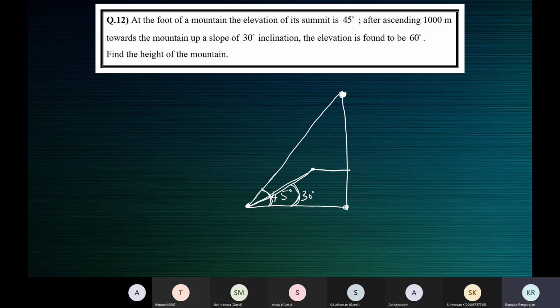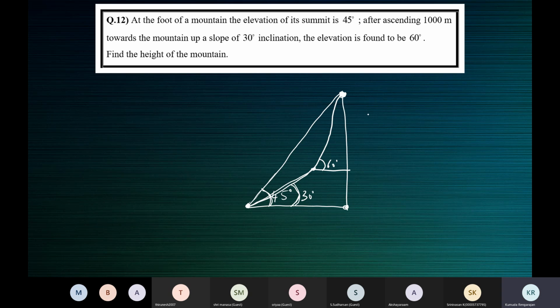And now from here, you look at the top of the mountain, or the summit, again. The elevation is found to be 60 degrees. From here, you look again at the summit. You'll have to raise your head still higher. The elevation is 60 degrees. Find the height of the mountain.